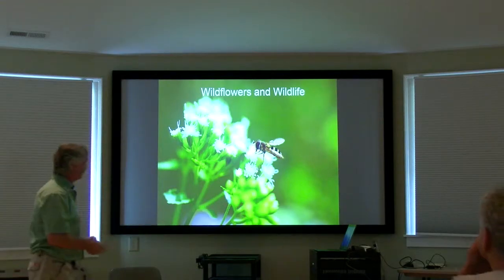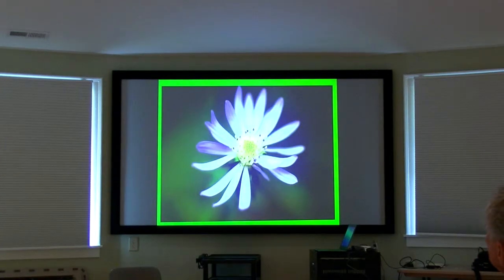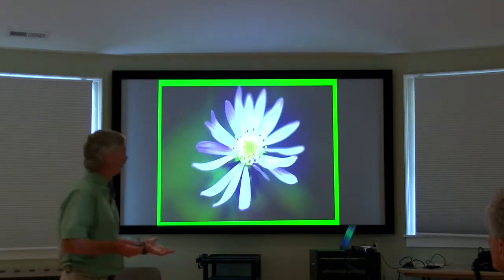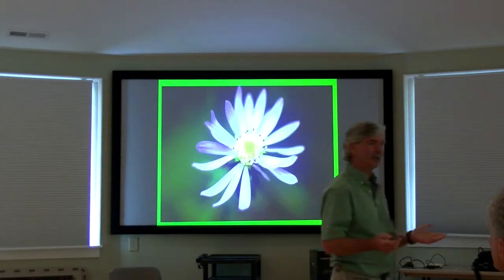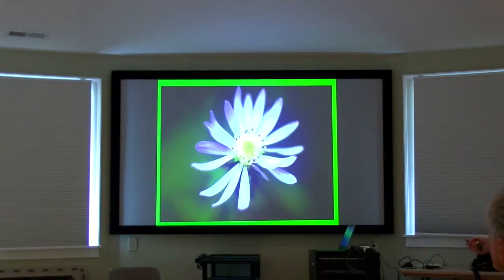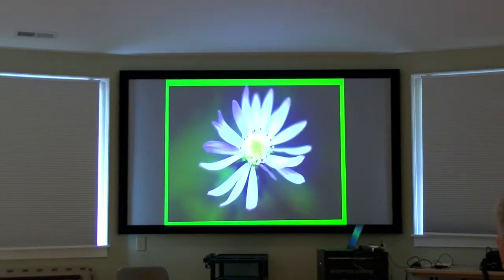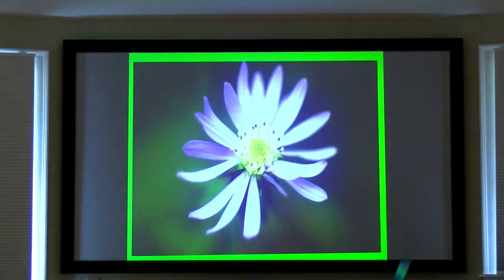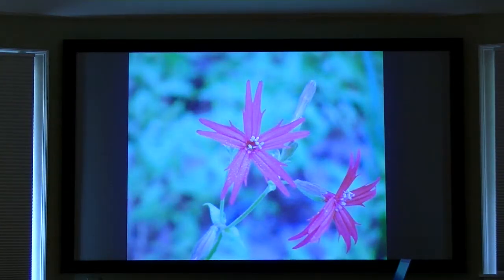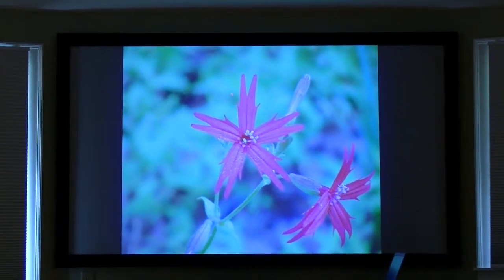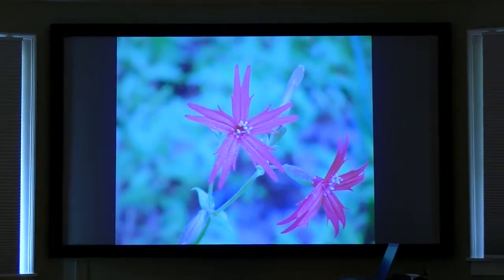All right, so let's get into this a little bit. Wildflowers, right? When we start looking at wildflowers, we see these beautiful colors that are out there. And what you and I see are these beautiful colors like purples and yellows and greens, intense bright reds of the pinkster flower.